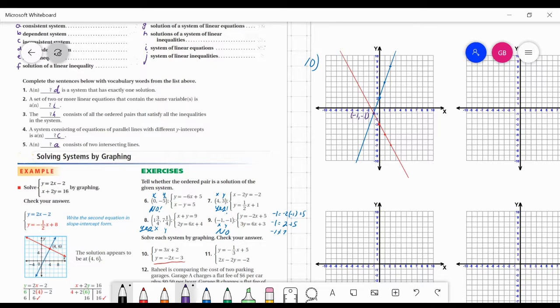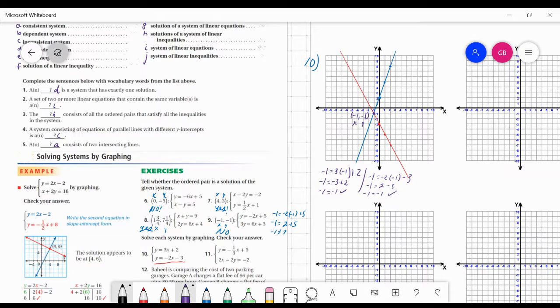So to check it, we're going to plug in -1, -1 to verify it. So -1 equals 3 times -1 plus 2. -1 is equal to -3 plus 2. -1 equals -1. Yeah, that works. And then the other one, -1 equals -2 times -1 minus 3. -2 times -1 is 2. And then 2 minus 3 is -1. So it works for both. So you verify it. Let's say you check your answer.